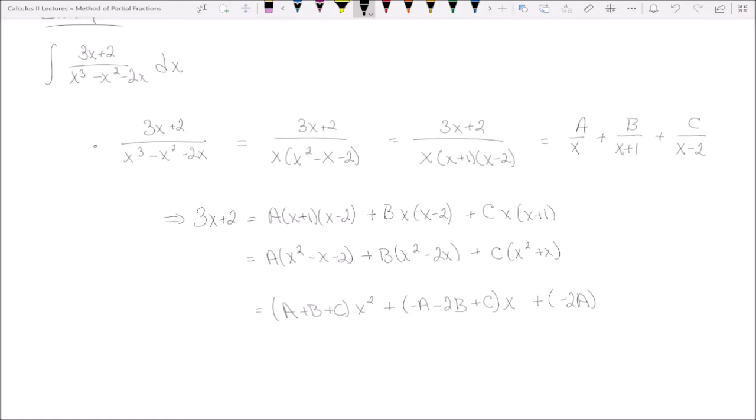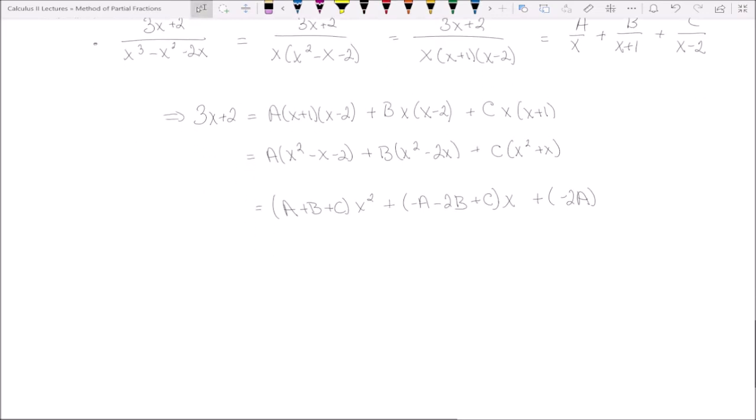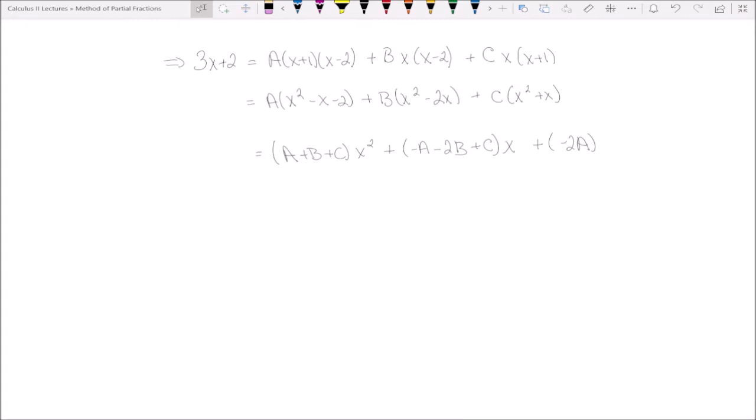Now what we do is a technique known as coefficient comparison. Right? In other words, what's the coefficient of x squared on the left-hand side? It is 0. Coefficient on the right-hand side is A plus B plus C. So what we have to have is A plus B plus C has to be 0. Right? Compare the x's. Negative A minus 2B plus C has to be 3. And finally, negative 2A has to equal negative 2.